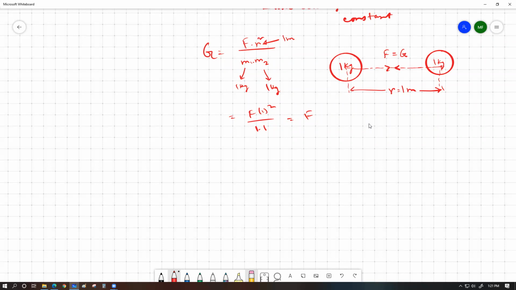I'll say it again. The amount of gravitational force between two objects, both of which are 1 kg each and they are separated by a distance of exactly 1 meter, is said to be universal gravitational constant. So universal gravitational constant is basically defined as the force that exists between two 1 kg objects which are separated by exactly 1 meter distance.